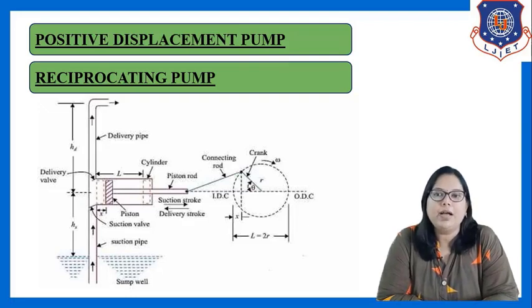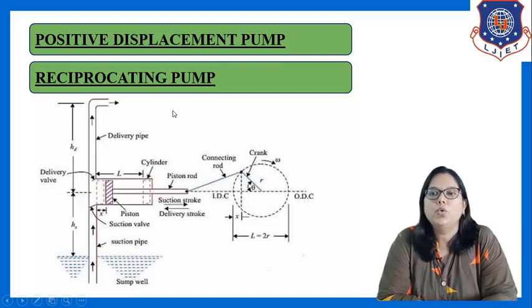As the delivery valve opens and the crank rotates from 180 to 360 degree, what will happen? Now the piston tries to move inside the cylinder, and as it moves inside the cylinder, it forces the liquid out through the delivery valve to the delivery pipe.